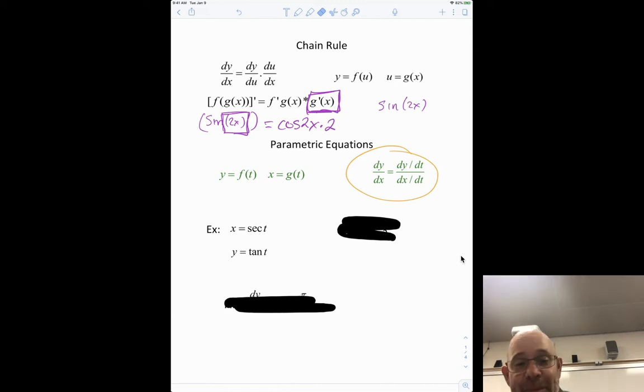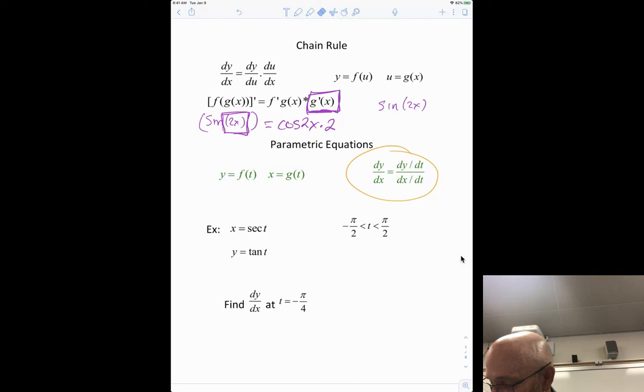So here's an example. x equals secant t, y equals tangent t. Sometimes they give you parameters on these parametric equations. It doesn't really matter for our purposes. It's just what the graph would look like. But it's between negative pi over 2 and pi over 2. You can kind of ignore that. The actual question is just to find the derivative at negative pi over 4. They might actually ask you to find the slope of the tangent line, which I'll go one step further, I guess, and do that. And then I'll be done.